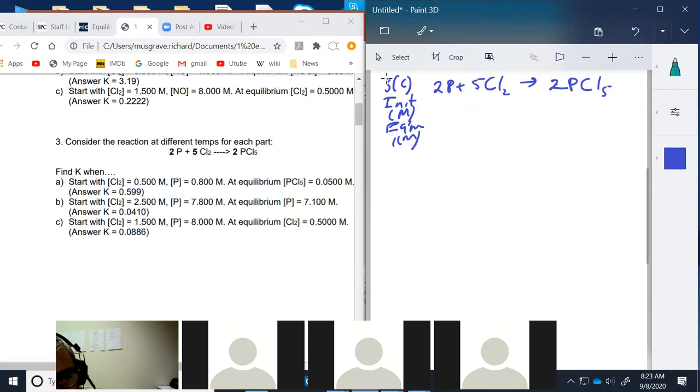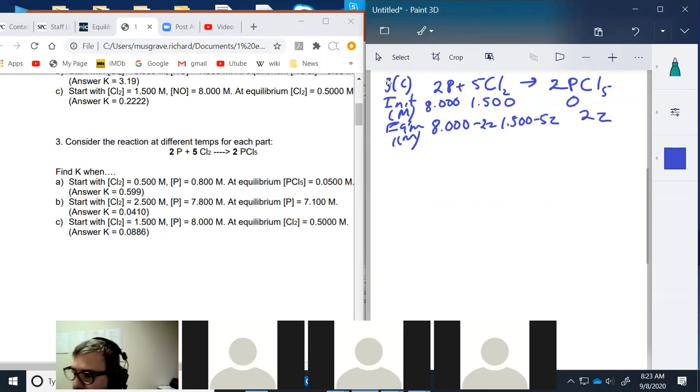And we're starting with, let's see, P 8.000 and 1.500, and 0 on the product. And then the equilibrium, we're going to have 8.000 minus 2z, 1.500 minus 5z, and then 2z for the product. Anybody have any questions for the setup there?